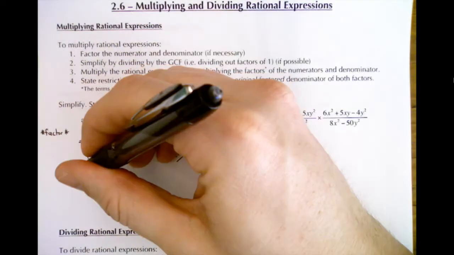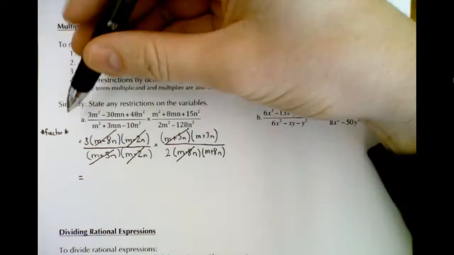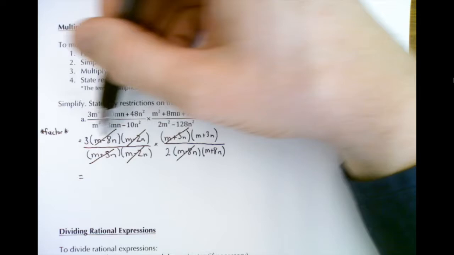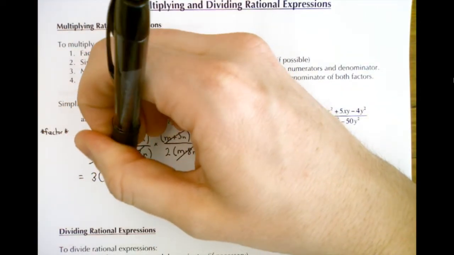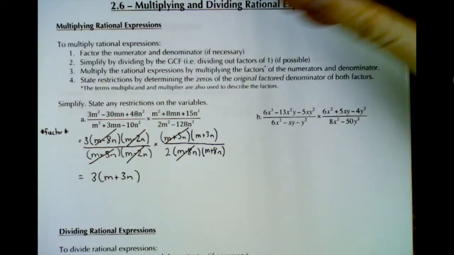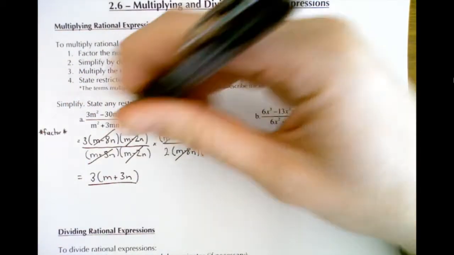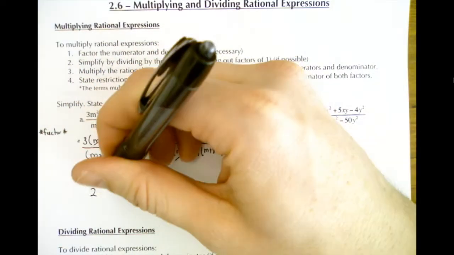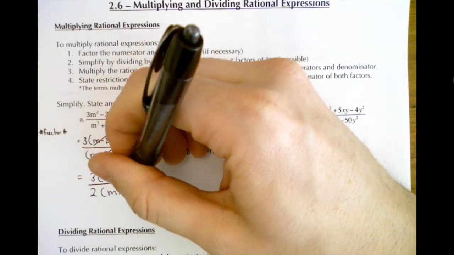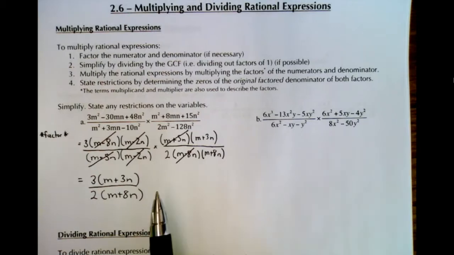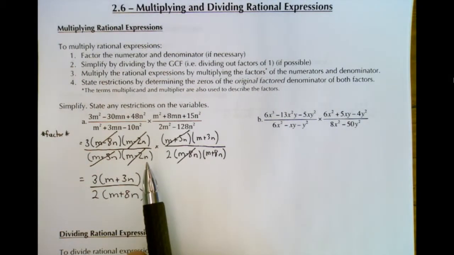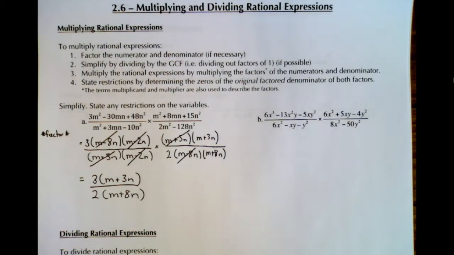So now I'm going to do my multiply step. Anything that's left on the top, I'm going to multiply together: 3 and m plus 3n. And on the bottom, 2 and m plus 8n. And there we have it. This is our simplified rational expression after multiplying. So factor, divide away common factors, multiply, state restrictions.